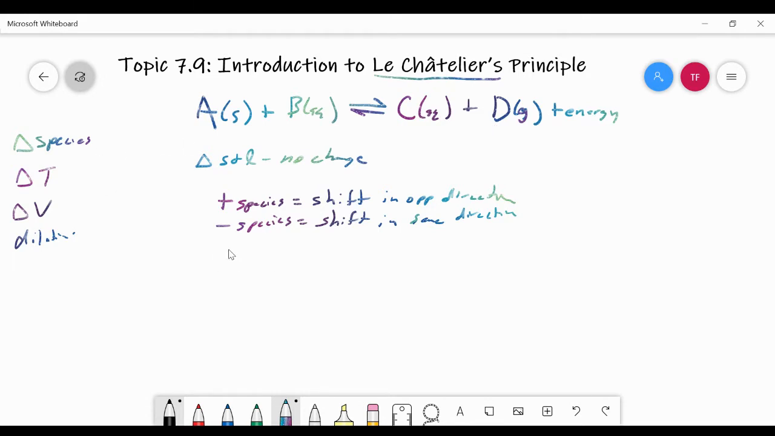Delta temperature. If you'll notice in this reaction, we know that energy is a product. It's an exothermic reaction. So if we add heat to this reaction, we heat up the reaction and increase the temperature, it's going to try to shift in the cooler direction.